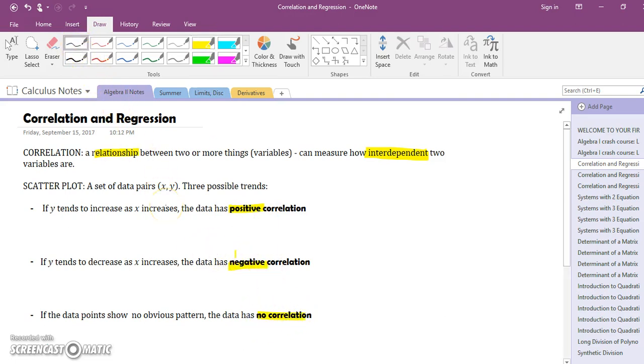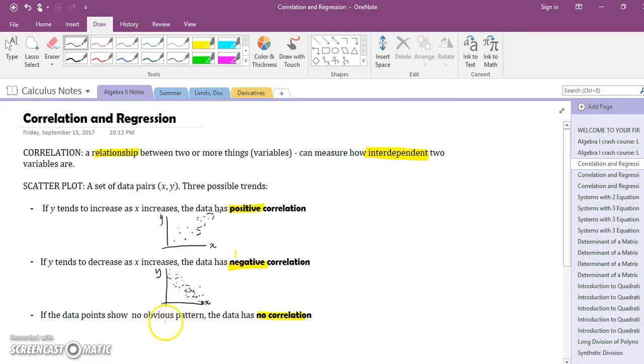Now, for a positive correlation, you can just draw yourself a quick sketch here. If Y tends to increase as X increases, so as X gets to the right, Y goes up, that's a positive correlation scatter plot. A negative correlation would be the exact opposite behavior. As your X's increase, your Y's decrease. So that would look something like this. As your X's move to the right, your Y's get smaller and smaller.